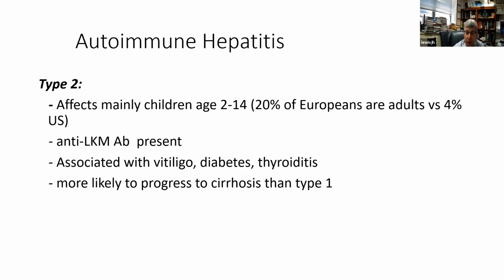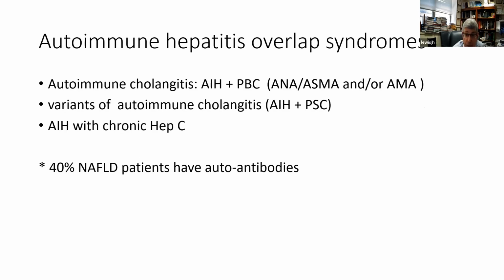This is where you're going to find an anti-liver kidney microsomal antibody present. They can have diabetes, thyroiditis, vitiligo, and they progress to cirrhosis at a very young age, and are at risk for all kinds of problems as a result. Many end up with early transplants.